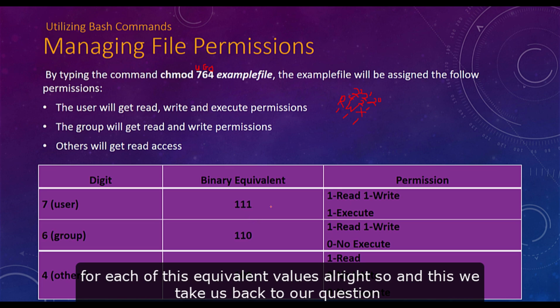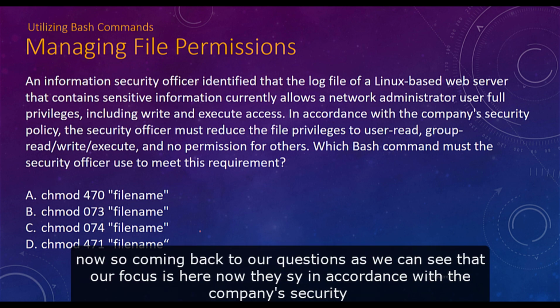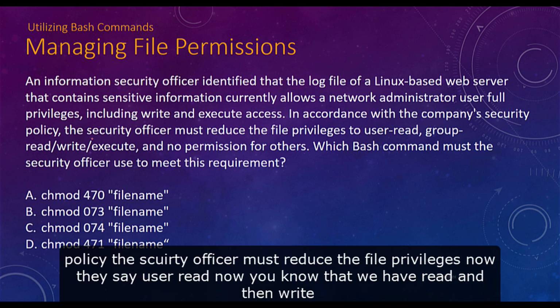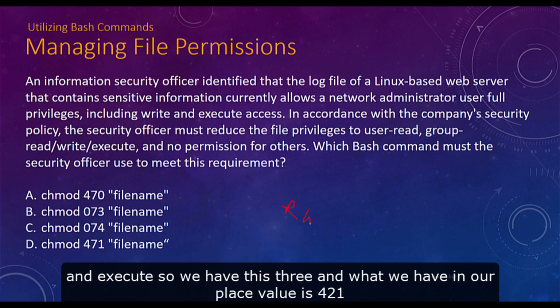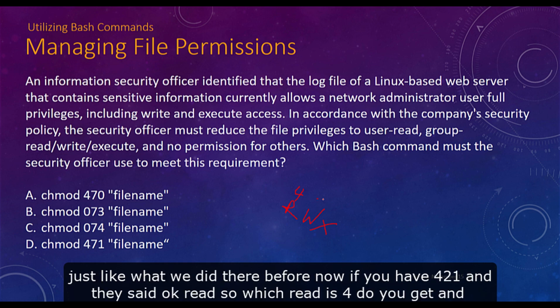All right, this takes us back to our question. Coming back to our question, as we can see, our focus is here now. They say that in accordance with the company's security policy, the security officer must reduce the file privilege. Now they say user read. You know that we have read, write, and execute, so we have these three, and what we have in our place values is 4, 2, and 1. Those are what we just did before.